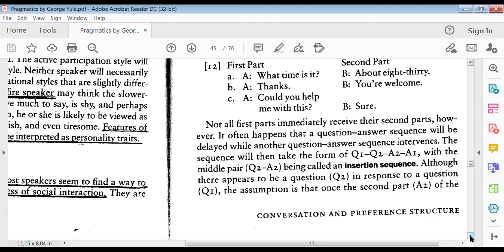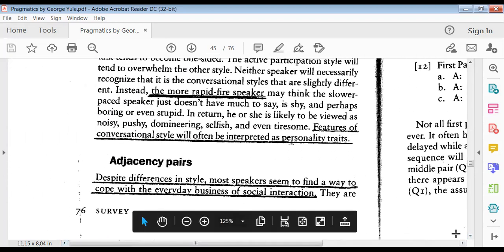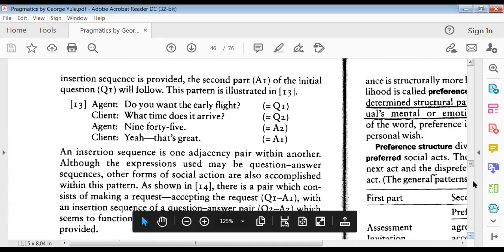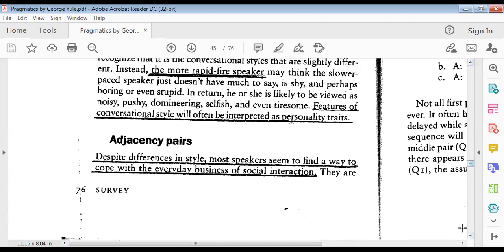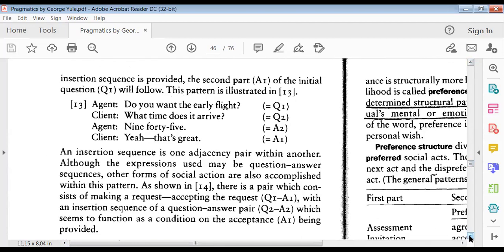being called an insertion sequence. Now question 2 and answer 2, which are in the middle of the conversation, are called an insertion sequence. Although there appears to be a question in response to question 1, the assumption is that once the second part, which is A2, of the insertion sequence is provided, the second part A1 of the initial question, question 1, will follow. This pattern is illustrated in number 13.